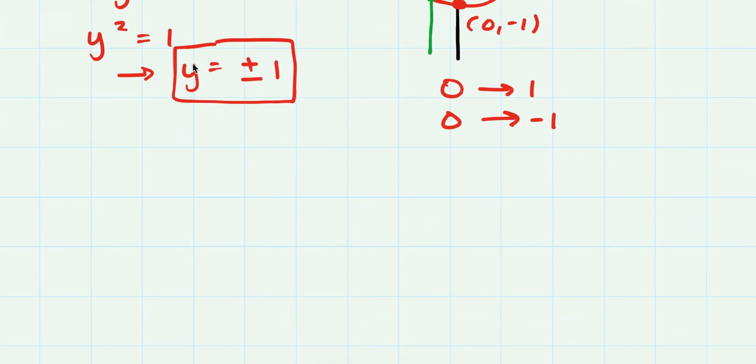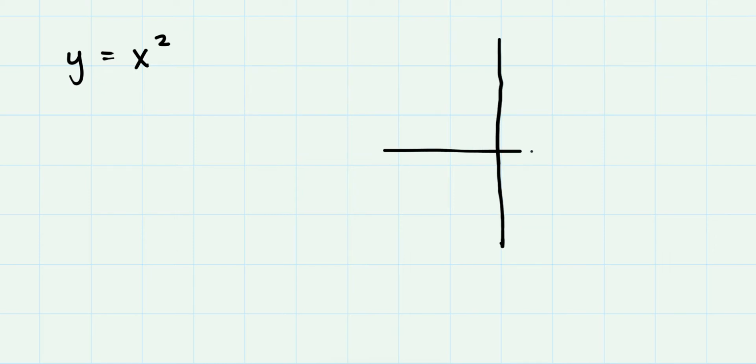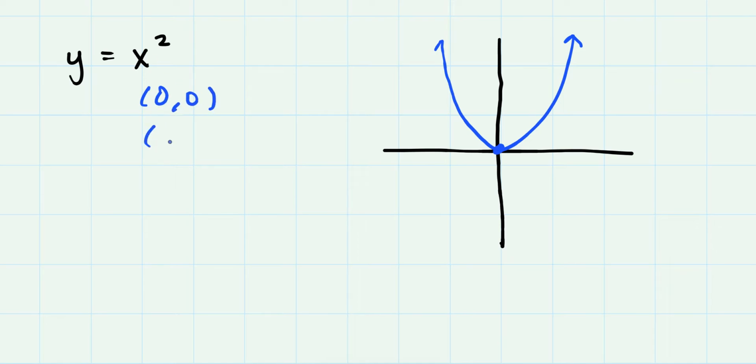Okay, let me give you another example. Let's say I have y is equal to x squared. Now we did this problem before, we graphed it. The graph was called a parabola, and it looked like this. How we graphed it was we plotted points. We said that (0, 0) was on the graph. If we plug in negative 1 into x, we square it, we get 1 here. If we plug in 1, we get 1, and so on.